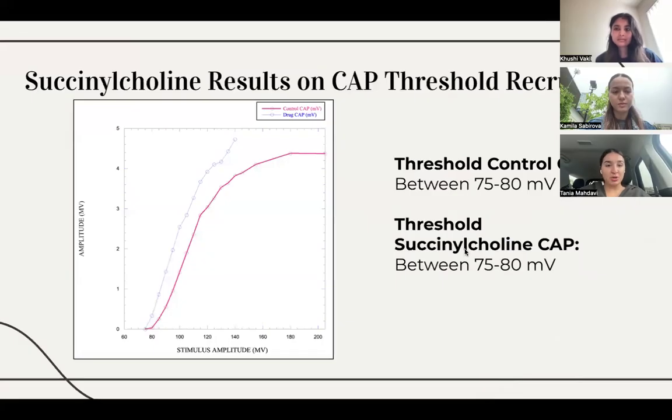And then moving on to succinylcholine, the figure on the left displays the threshold potential of the CAP when no drug was added, also known as the control, and when succinylcholine was poured onto the gastrocnemius muscle of the frog. The control was made to serve as a point of comparison, and then as seen in the figure, both CAPs reached their threshold after a stimulus amplitude of around 75 to 80 millivolts.